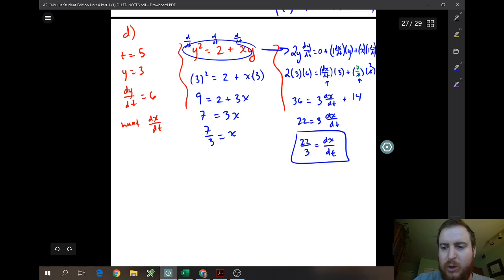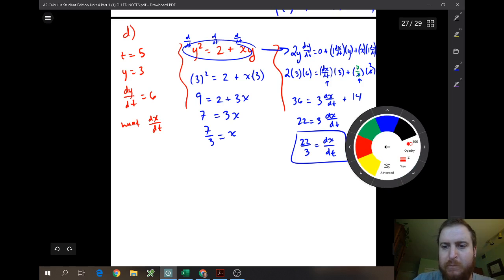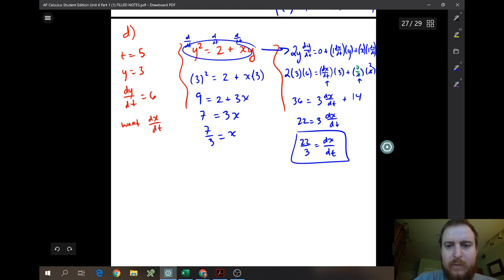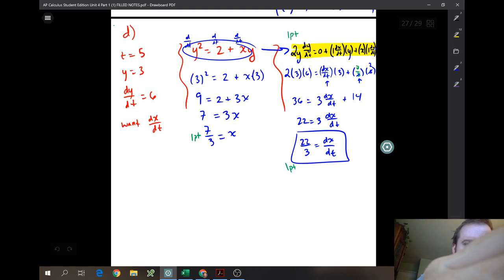So this was worth 3 points. The first point was for doing the kind of the implicit derivative. So if you had this derivative correctly up here, that was worth 1 point. And you need to have the dx dt, the dy dt, I mean, it needs to be totally correct. You also got 1 point for solving for x. So even if you did the derivative wrong, but you plugged in and solved for x, you got a point. And you got 1 point for the final answer. So this would have been out of 3 points.